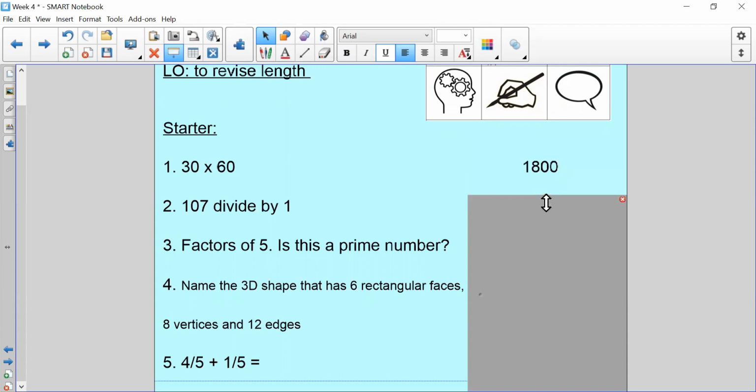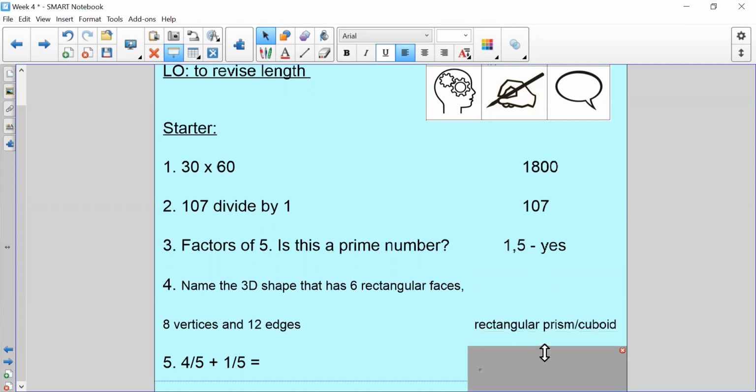The first one, 1,800 because 3 times 6 is 18, and we add the 2 zeros. Then 107. Then the factors of 5 are only 1 and 5, so it is a prime number because prime numbers only have 2 factors, 1 and itself. And the 3D shape that has 6 rectangular faces, 8 vertices, and 12 edges is going to be a rectangular prism or a cuboid. And the last one is 1, because remember 5/5 is equal to 1.